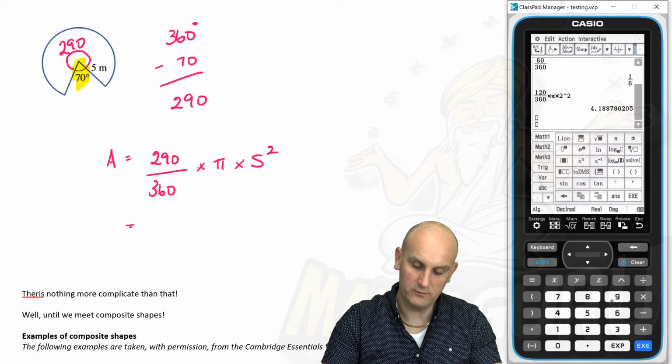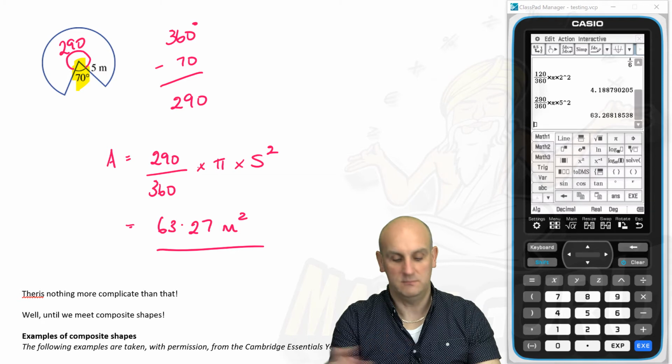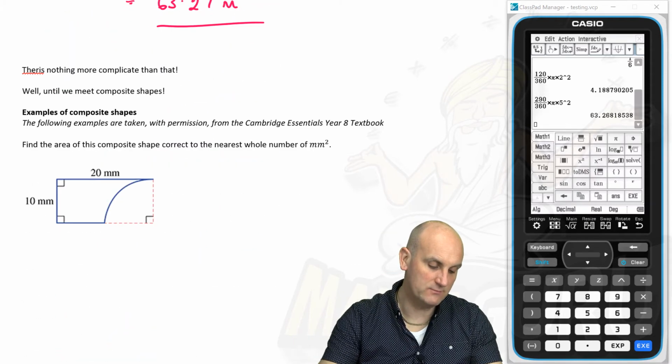So we're going to do 290 divided by 360. I'm going to times that by pi. I'm going to multiply that by 5 squared, which I happen to know is 25. And there we go, 63.27 meters squared. There's nothing more complicated than this.